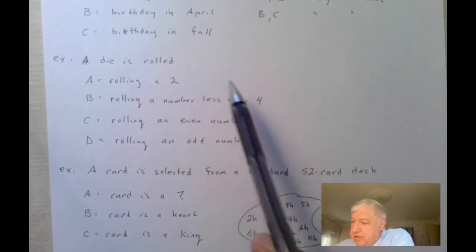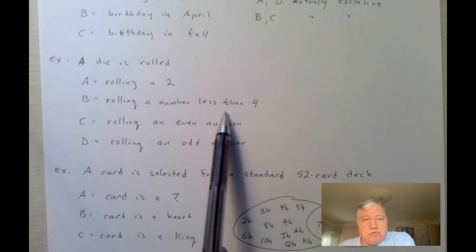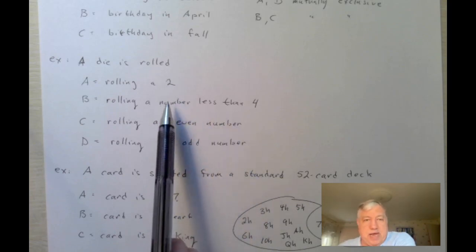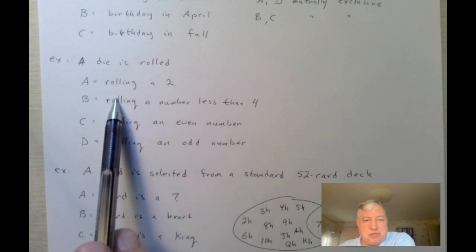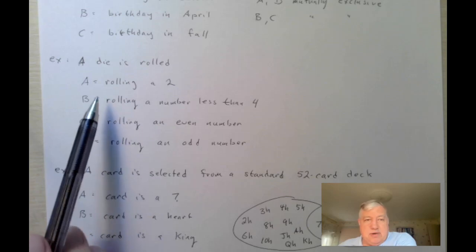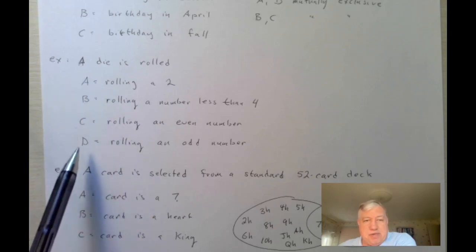Another example: let's say we roll a die. Rolling a 2 and rolling a number less than 4. Well, those are certainly compatible, right? Because 2 is less than 4. So these are not mutually exclusive. In fact, in terms of sets, A is actually a subset of B.